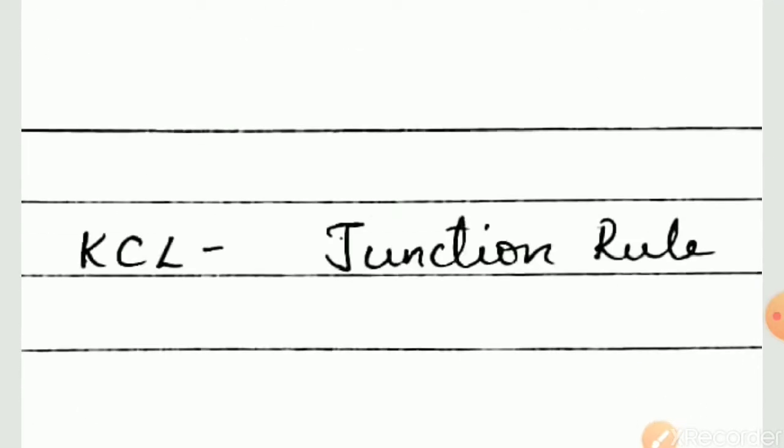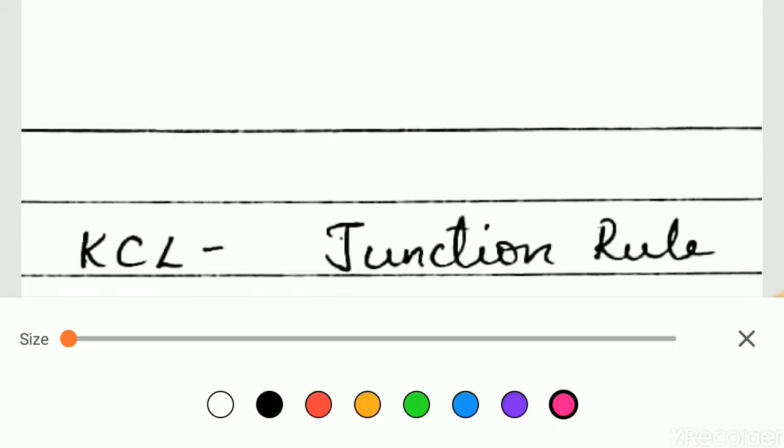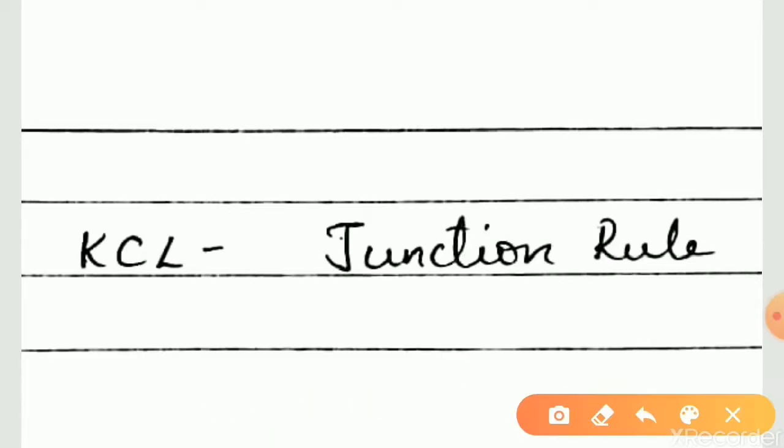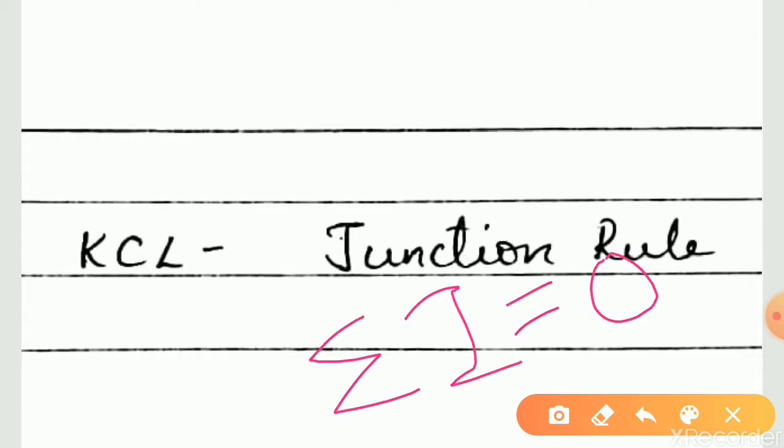Kirchhoff's first law, that is Kirchhoff's current law, is also called the junction rule, which states that the algebraic sum of current meeting at a point in an electrical circuit is always zero. That is, summation of current is equal to zero. Current flowing towards a junction is always positive, while current flowing away from the junction is negative.